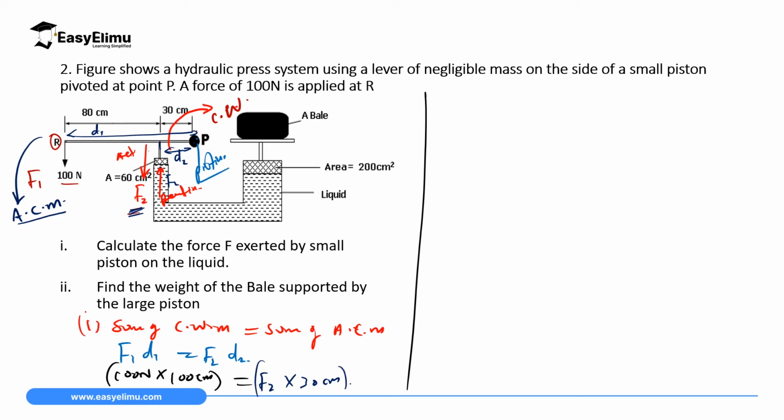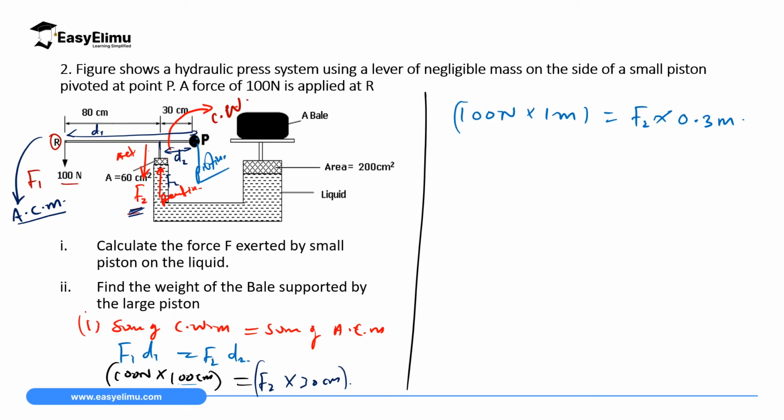So in this case, if we change this to meters, 100 centimeter, it will be 1 meter. Then in this case, we will have our anti-clockwise moment as 100 Newton times 1 meter is equal to F2, which we are looking for. In this case, the reaction or the action at the same time is the same as reaction, times 30 centimeter, which is the same as 0.3 meter.